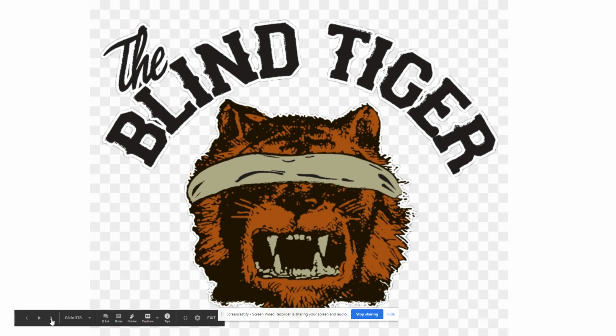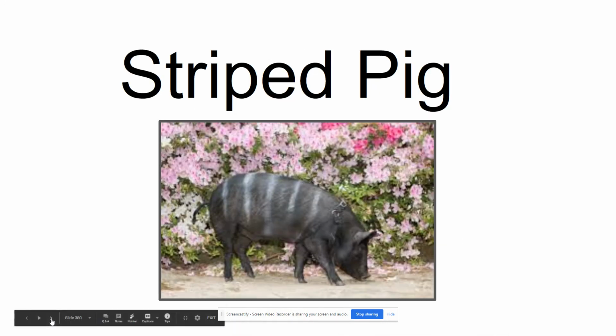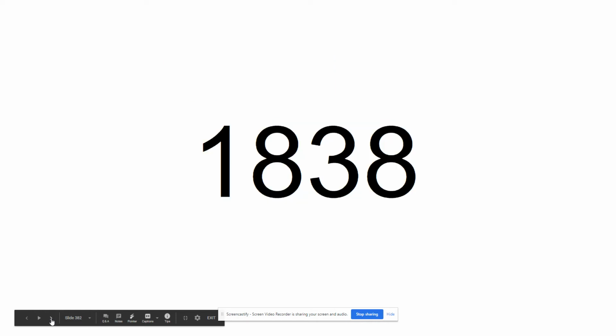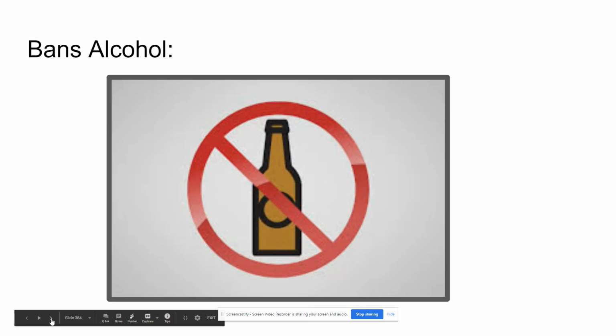Another nickname for a speakeasy was a blind tiger or a blind pig. Or a striped pig was another huge nickname. So if you go to a striped pig, you're going to a speakeasy, an illegal alcohol place. Now, why was it called a striped pig? Well, in 1838, there was this town in Massachusetts called Dedham, and Dedham actually banned alcohol, just that one town.